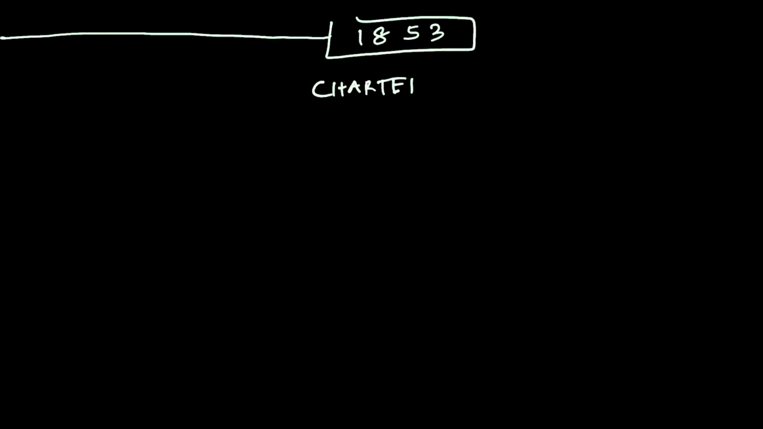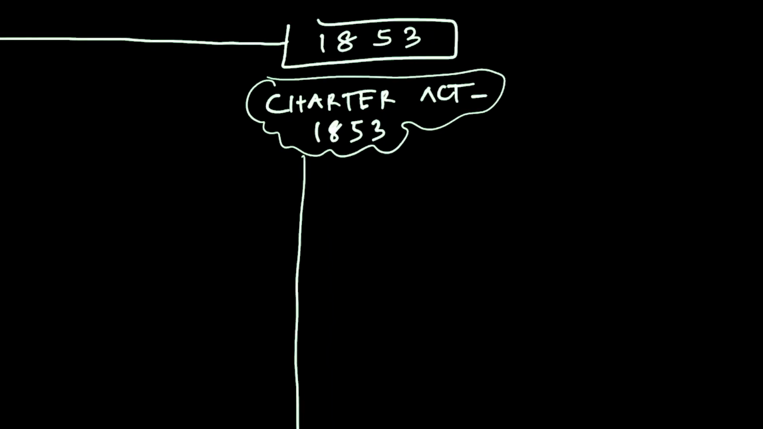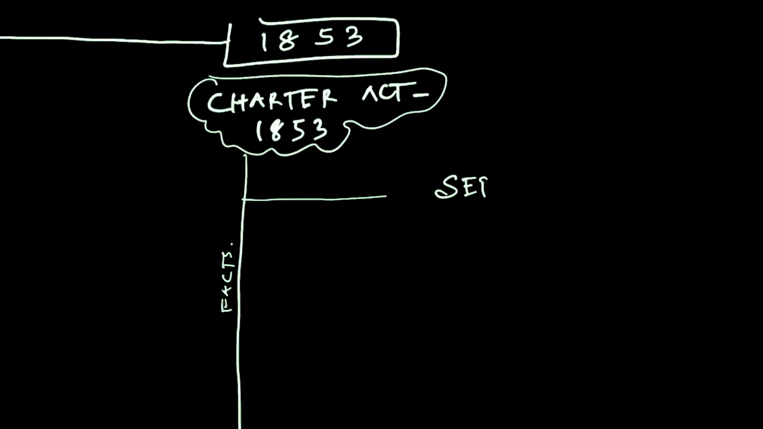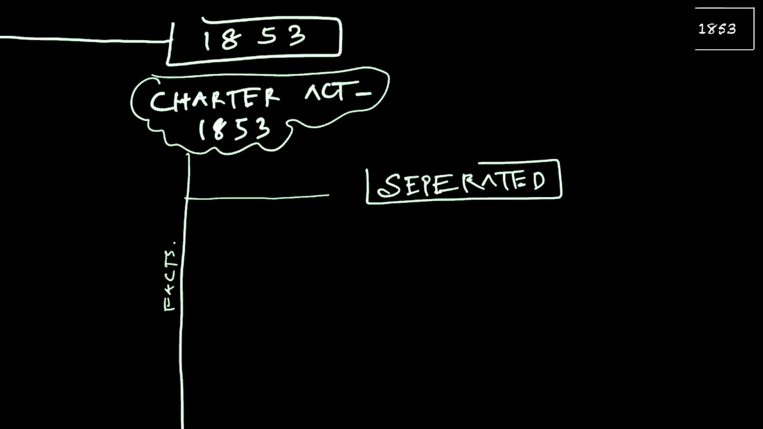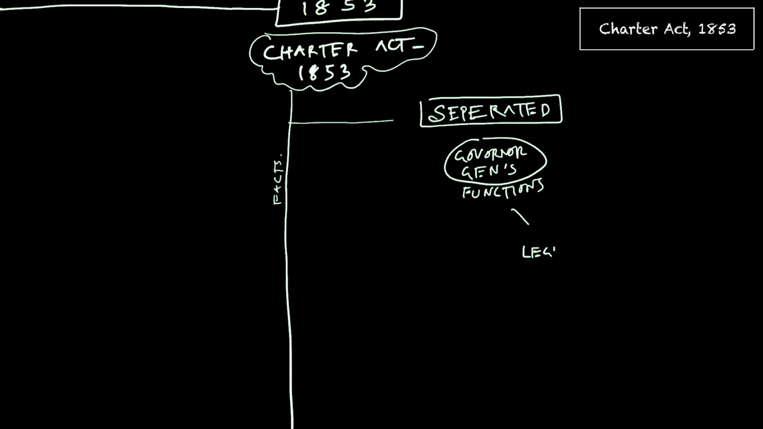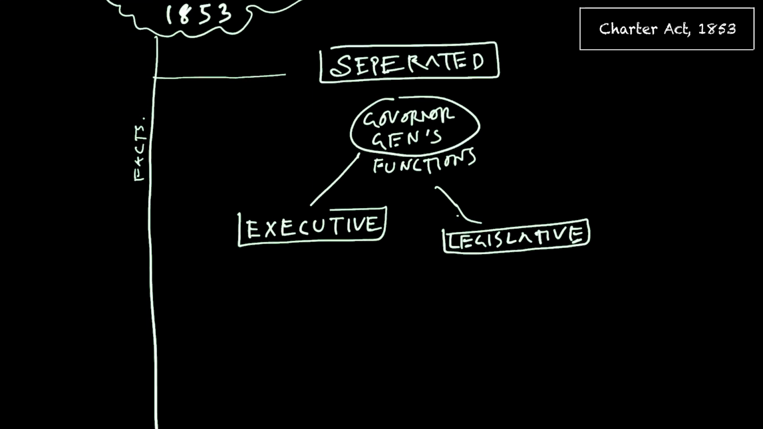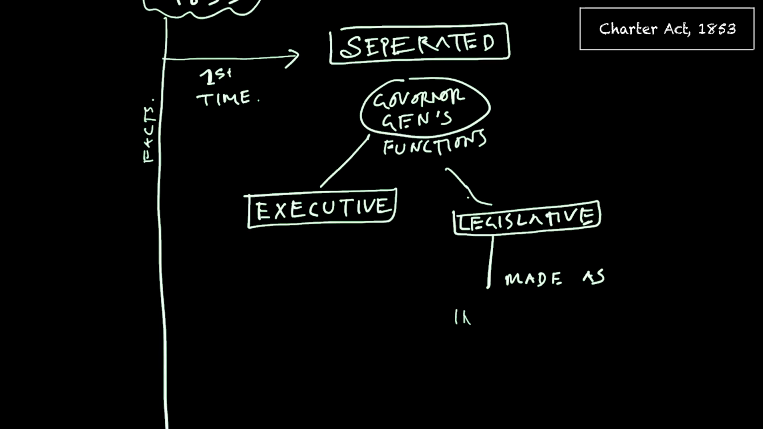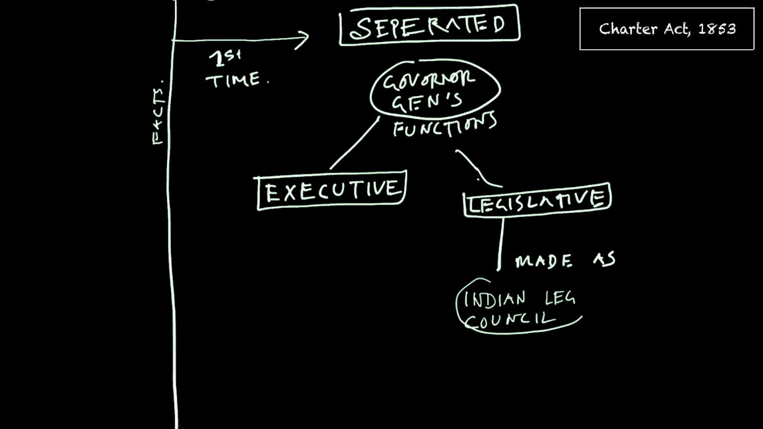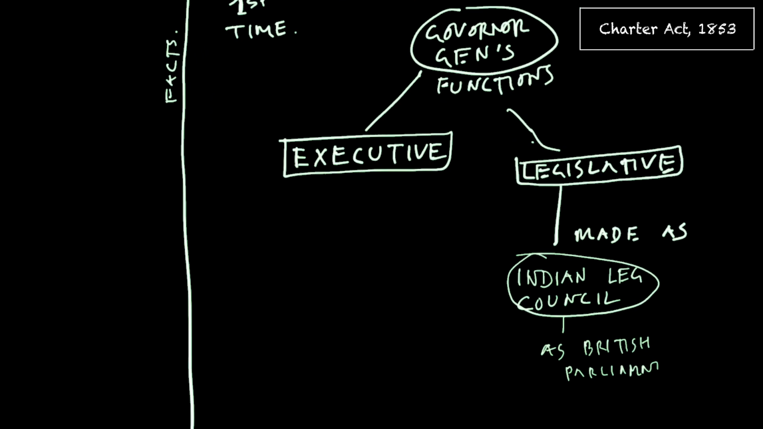The last in the series of Charter Acts was the Charter Act of 1853. It was a significant constitutional landmark. It separated for the first time the legislative and executive functions of the Governor-General's Council. It provided for the addition of 6 new legislative members, called legislative councillors, to the council. In other words, it established the Governor-General's Legislative Council, which came to be known as the Indian Legislative Council.